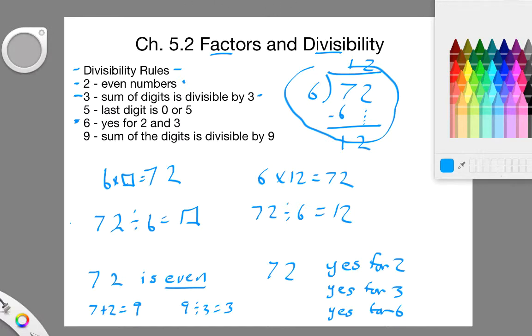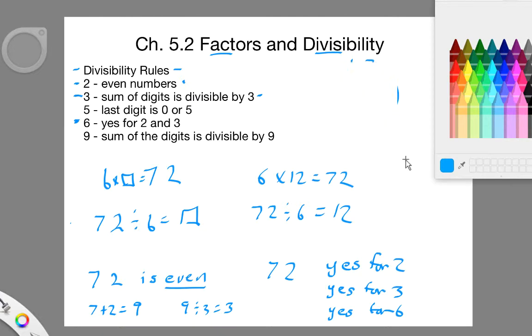Let's do a couple more real quick. I don't want to lose this chart, so I have to sort of delete the hard way. Please be patient with me.